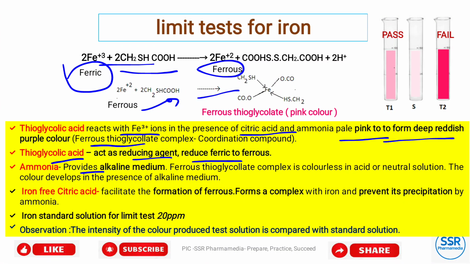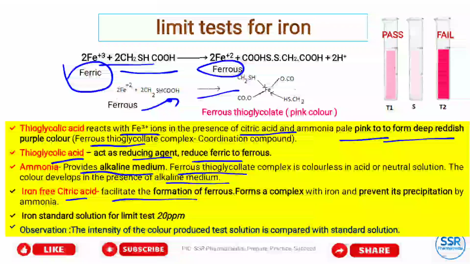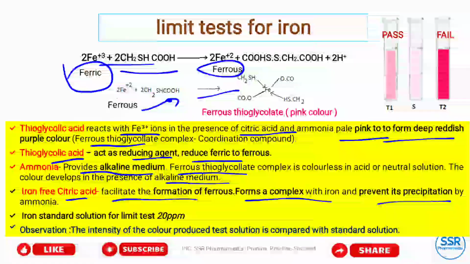And ammonia provides alkaline medium. Ferrous thioglycolate complex is colorless in acidic or neutral medium, so the color develops in the presence of alkaline medium only. Citric acid is used in the limit test for iron to facilitate the formation of ferrous ion and form a complex with iron, and prevent its precipitation by ammonia.